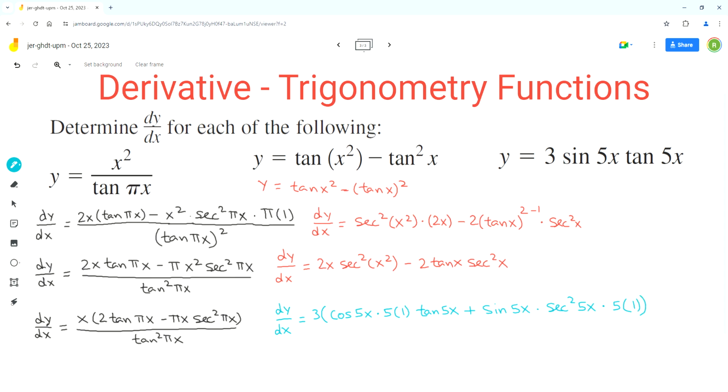Now we can simplify this expression. So we'll keep the 3 outside the parentheses and we can simplify the term. So in the first part, 5 times 1 is 5. So we can move the 5 to the left side of the cos term. And in the second part, again we can multiply 5 by 1, which is 5, and we can move the 5 to the front of the sine term.